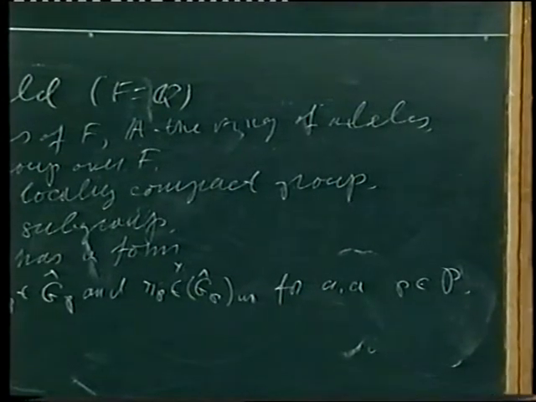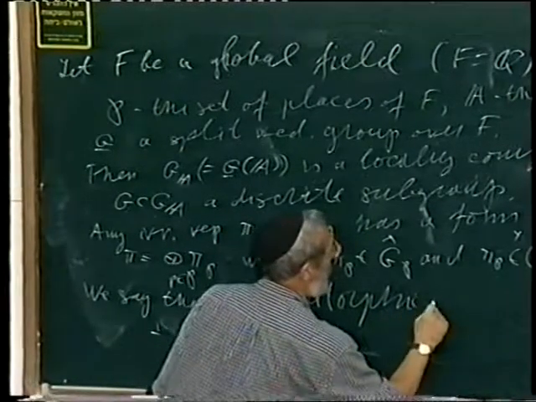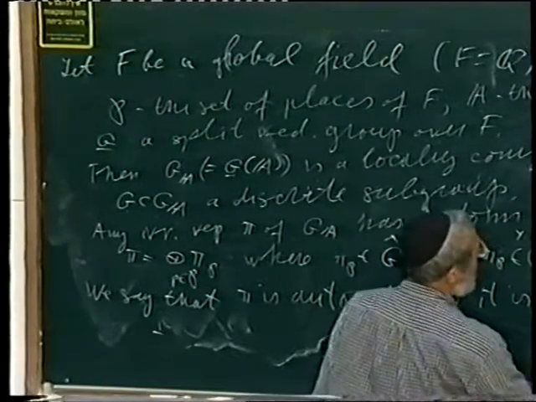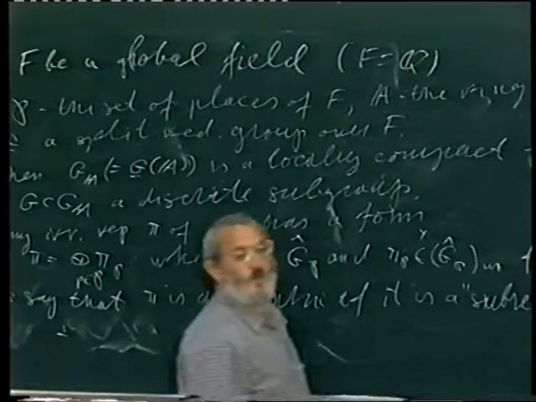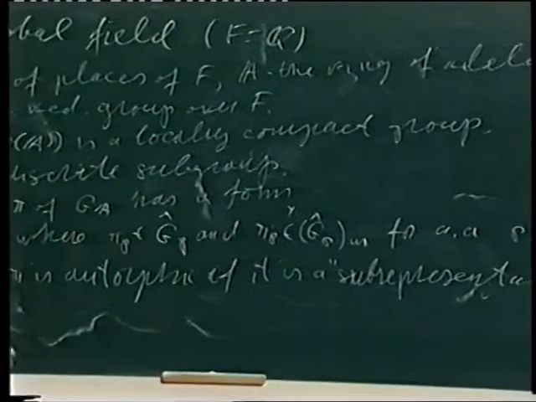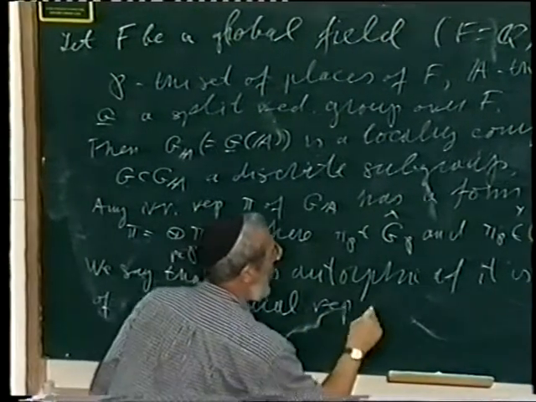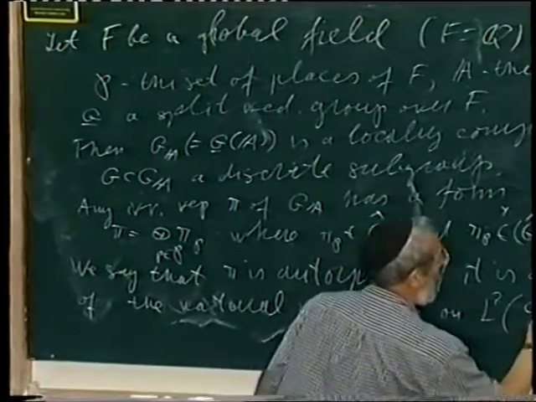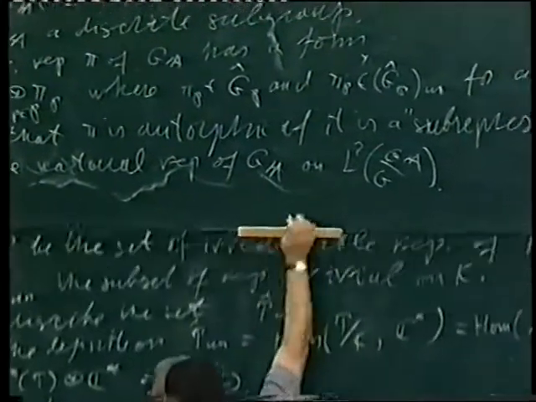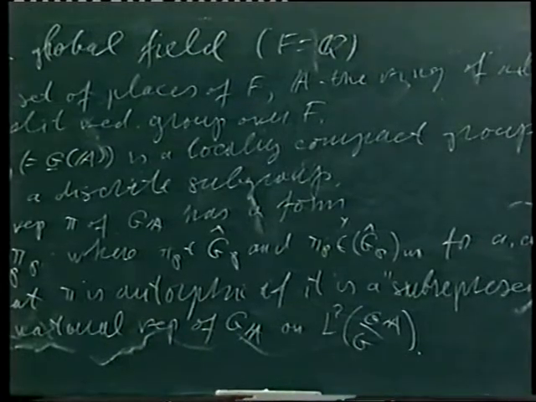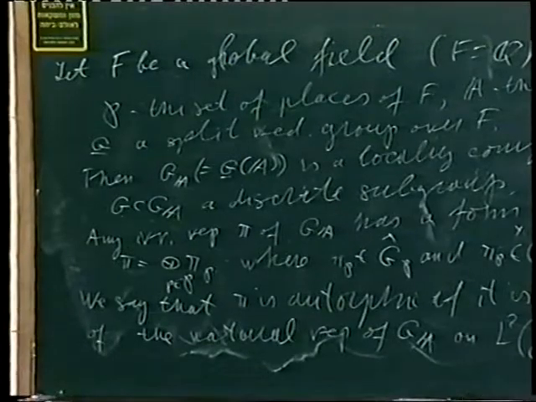Now, we say that pi is automorphic if it is a "sub-representation". The quotation marks are to prevent questions of people who know. A sub-representation of the natural representation of G_A on L2 of G_A mod G. Now we have a remarkable result for GLN, which is very much related to the property of GLN we discussed before. And here, if you want, we can define the lifting. So there is the following theorem, the multiplicity one theorem.